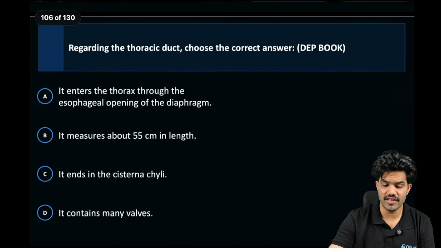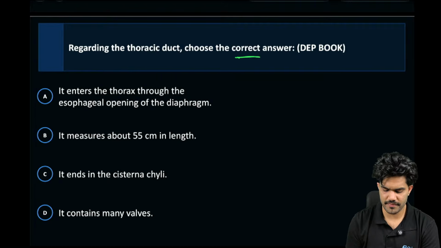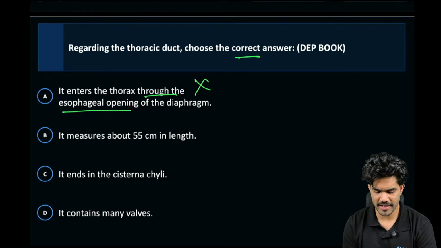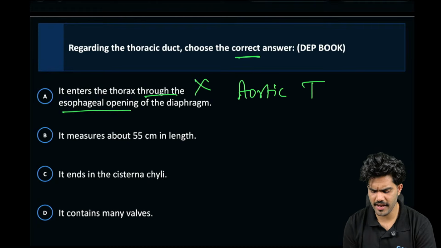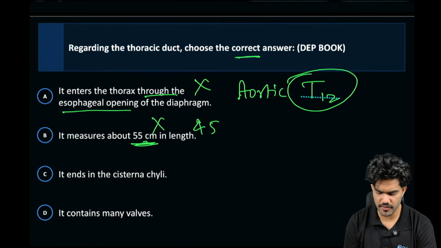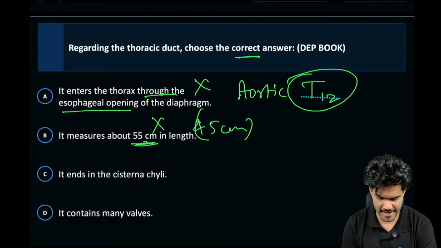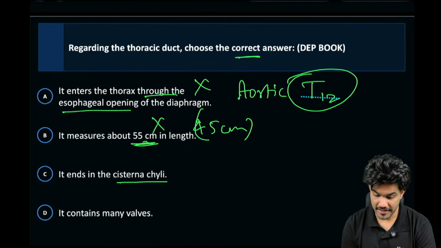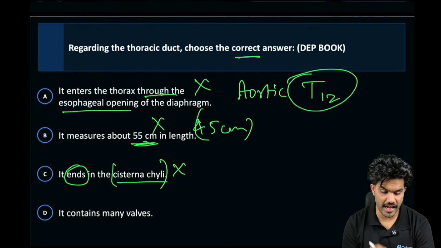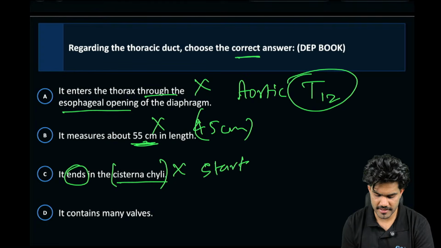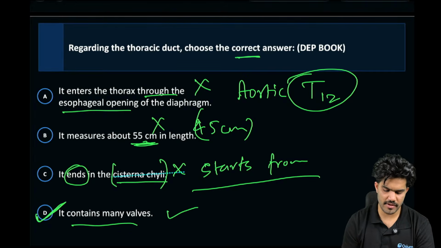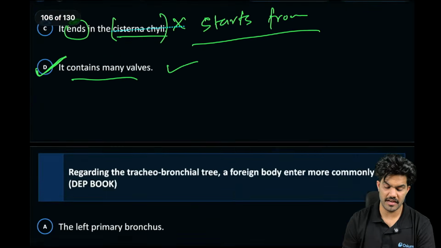Now, regarding the thoracic duct, which is the correct answer? It enters the thorax through the esophageal opening. Is it? No, it enters through the aortic opening at the level of T12. It measures about 55 centimeters. No, it measures about 45 centimeters. This is the revision for you. It ends in the cisterna chyli. No, see, by hearing cisterna chyli, don't take this option. It is not ending, it is starting. It starts from the cisterna chyli. It contains many valves. Yes, this will be the answer. See, they tried to confuse you guys.